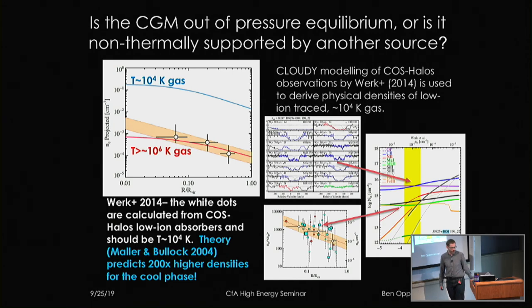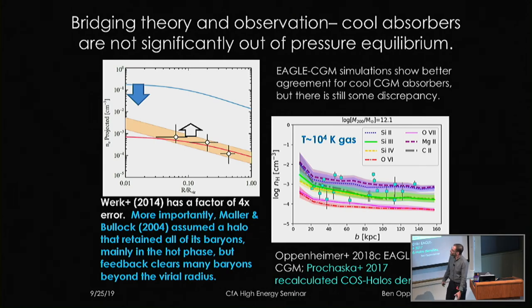So I did some work on this. And there are some factors that reduce this discrepancy. One is there's a factor of 4 error that we probably should have released an erratum about, but we didn't.